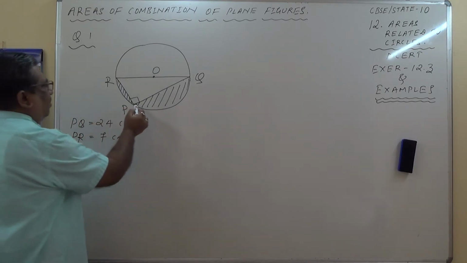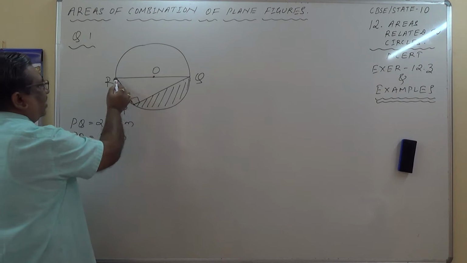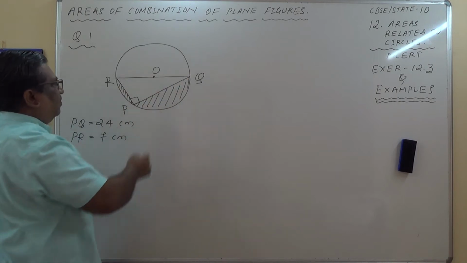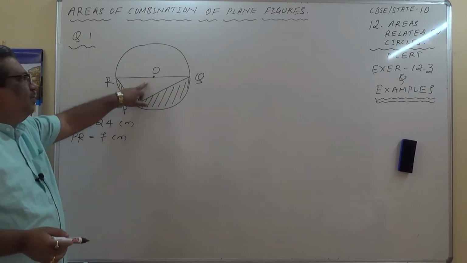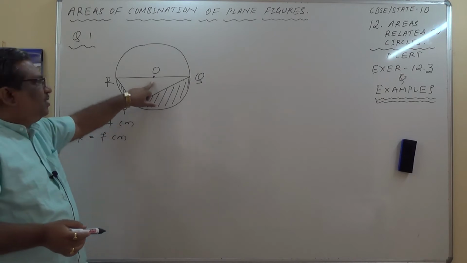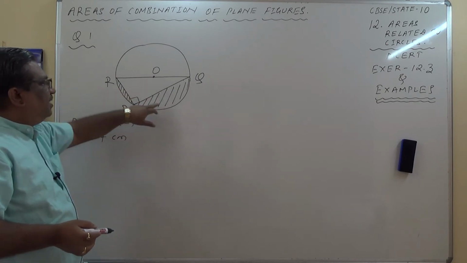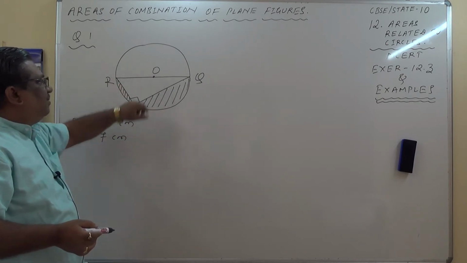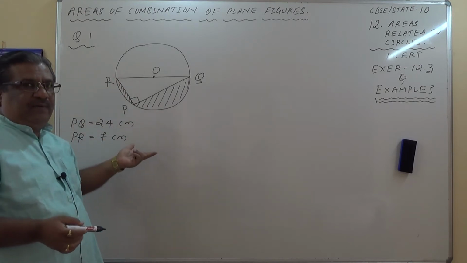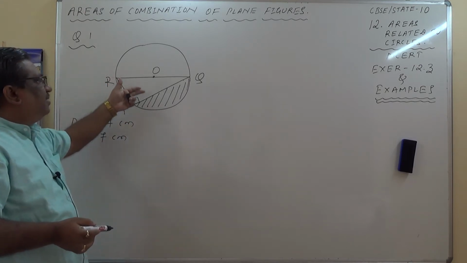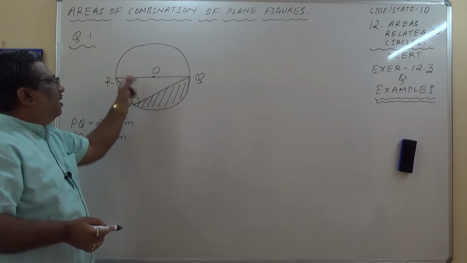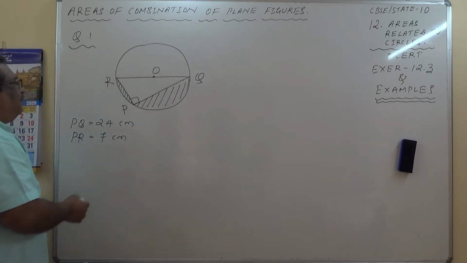So we know PQ here, we know PR, we can calculate QR. Once you know QR, the radius will be half of QR. Once you know the radius, area of the shaded region is equal to area of the semicircle of that radius, whatever we calculate, minus area of the triangle PQR. Isn't it? So let's find out now.